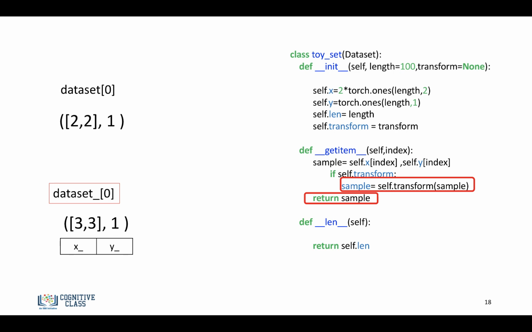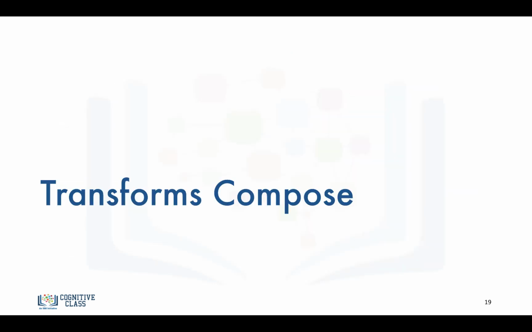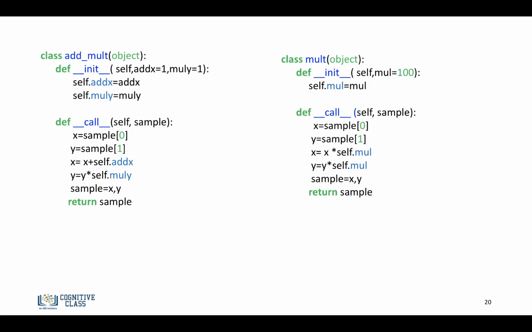So sometimes you may want to perform multiple transforms, and PyTorch has a useful function called transforms.Compose. So let's go over an example of how that works. Here we have two classes representing two transforms. We'll add a number to x and multiply a number by y, which we discussed earlier. In the second class, multiply, we'll multiply every element by 100.